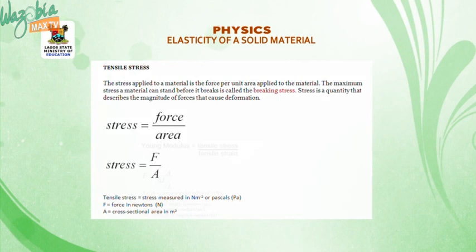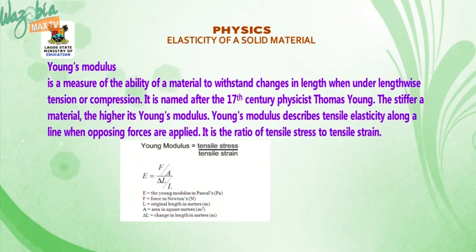We have another term called Young modulus. Young modulus is a measure of the ability of a material to withstand changes in length when under lengthwise tension or compression. It is named after the 17th century physicist Thomas Young. The stiffer a material, the higher its Young modulus. Young modulus describes tensile elasticity along a line when opposing forces are applied. It is the ratio of tensile stress to tensile strain.